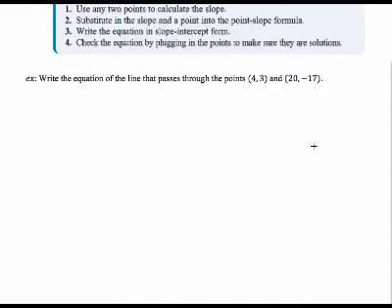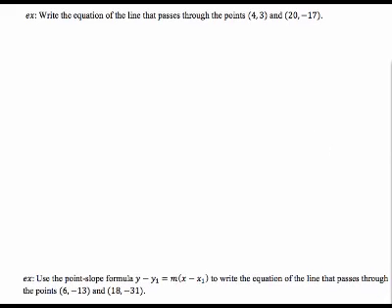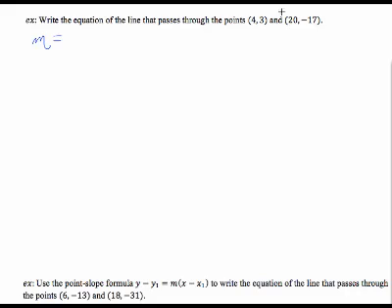So let's do an example. We'll actually write this one both ways. We're going to write the equation of the line that passes through the points 4, 3 and 20, negative 17. So for both of those, we need m, the slope. So let's just start by computing m. I'm going to just let this point be my x1, y1, and the second point be my x2, y2. So you should pause this and try to compute the slope on your own.